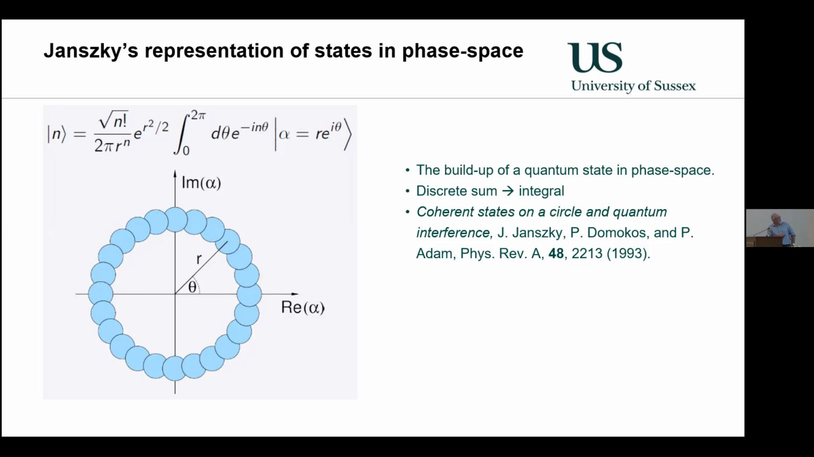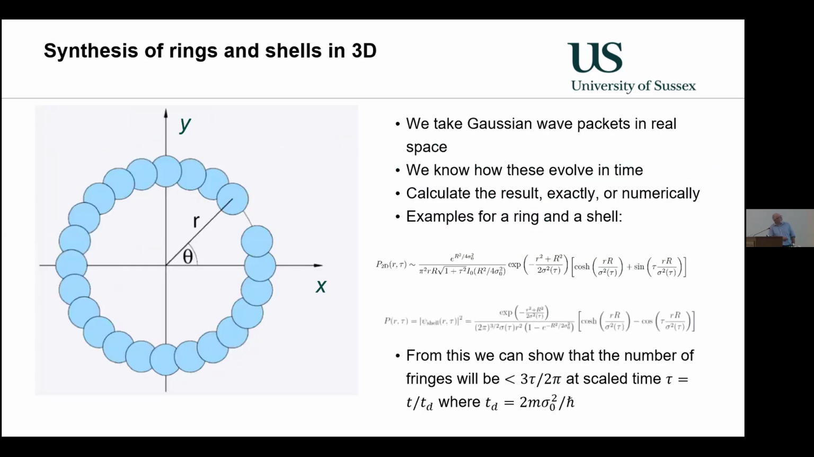This work in quantum optics involved a phase space way of making a number state by taking a superposition of coherent states, also known as Gaussian states, around a ring. So we take actually a continuous integral of coherent states around a ring in phase space. And when you do that, you make a number state. So I thought, well, for our ring states, why not take a ring of Gaussian states around a circle and see if that matches the situation for the ground state of a ring potential.